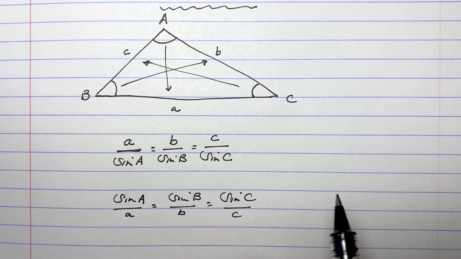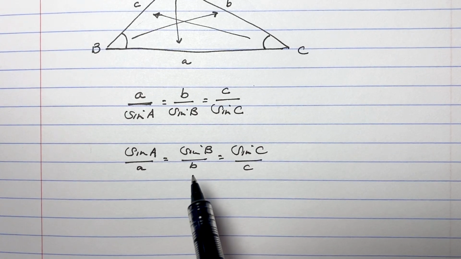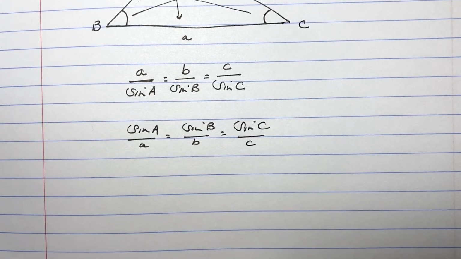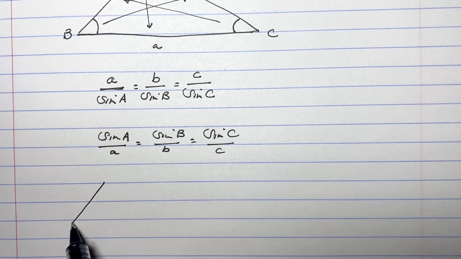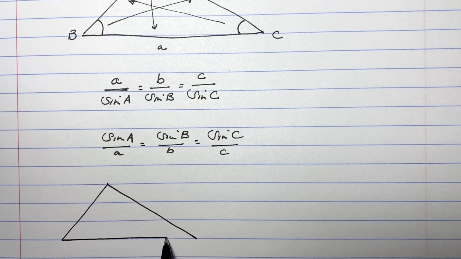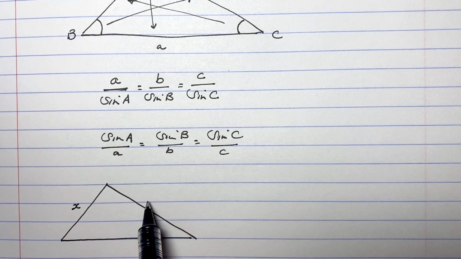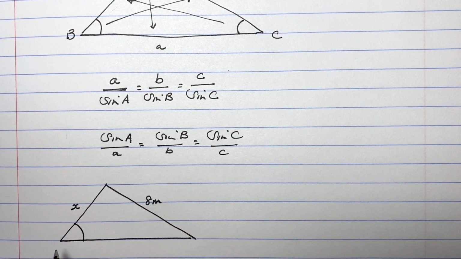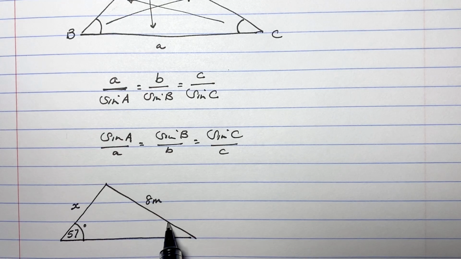The question is, when do I use sine rule and when do I use cosine rule? My advice is always start with cosine rule. And if you don't have enough information, then it must be a sine rule. For example, I'll give you a question here. I'm told to find, for example, this side x. This side is 8 meters, and this angle, say 57, and this angle 42 degrees.